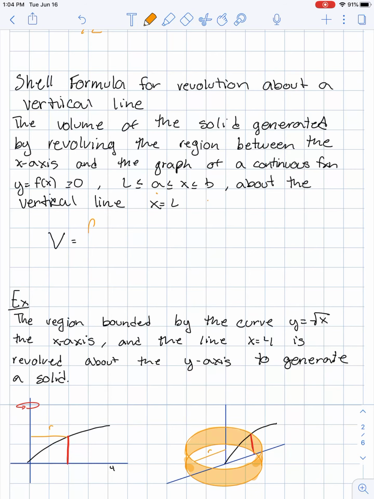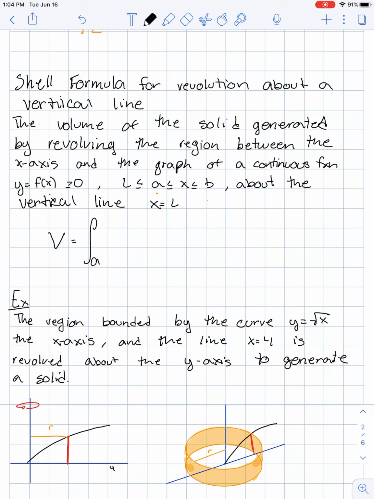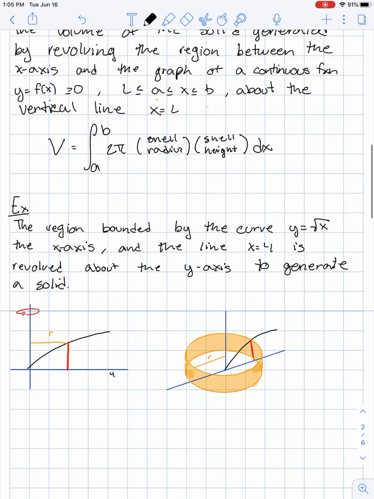So that's going to be the integral from A to B, 2 pi times the shell radius times the shell height, dx. All right. So it's going to be a little confusing at first, but practice makes perfect for these. All right. So we're going to do a few examples.